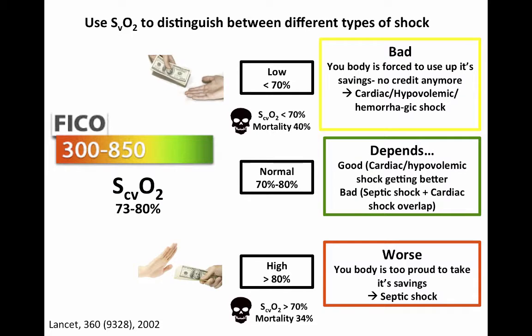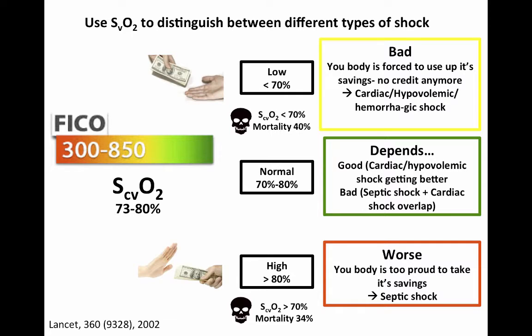So let's look one more time at our FICO score analogy for the body, which is the SCVO2 and extraction ratios. When the SCVO2 is low, we know the body is taking up more oxygen from the blood because the delivery of oxygen is also low. We also know that it's bad when the SCVO2 is high because the body is not able to utilize the delivered oxygen, such as in those septic states we were just discussing.